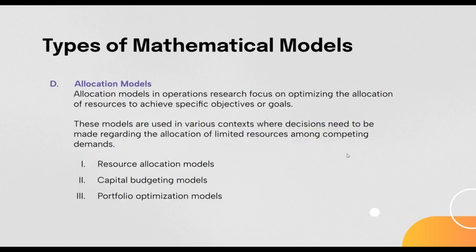Next, we have the allocation models. Allocation models in operation research focus on optimizing the allocation of resources to achieve the specific objectives or goals. Allocation means कि हमारे पास resources हैं and then we have to allocate it in such a way कि सबकी demands भी fulfill हो जाएं and हमारी services भी पूरी हो जाएं. तो इसके लिए we have the resource allocation models, capital budgeting models and portfolio optimization models.